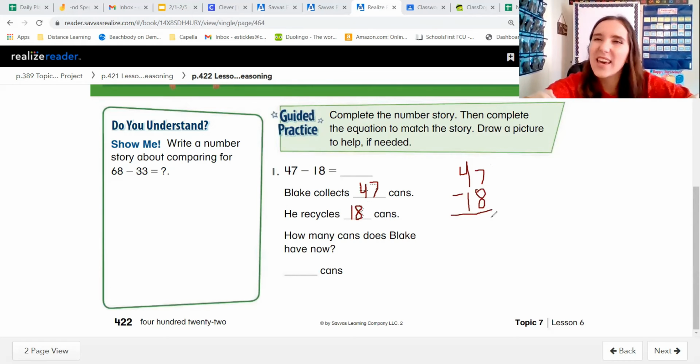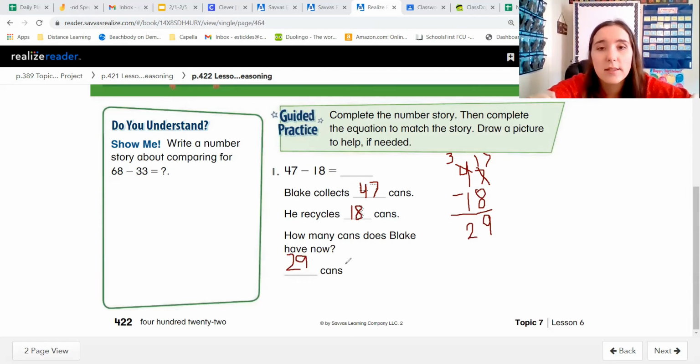I'm going to do 7 minus 8. I can't do that, so I'm going to regroup. So instead of 4 tens, I'm going to have 3 tens, which means I'm going to add 10 ones to my 7 ones I already have. And 10 plus 7 is 17. So now that I have 17 ones, I can take away 8, which equals 9 ones. And then 3 tens minus 1 ten is just 2 tens. So my answer is 29. After Blake recycles 18 of his cans, he has 29 cans left.